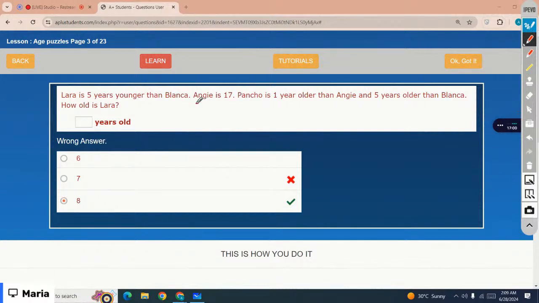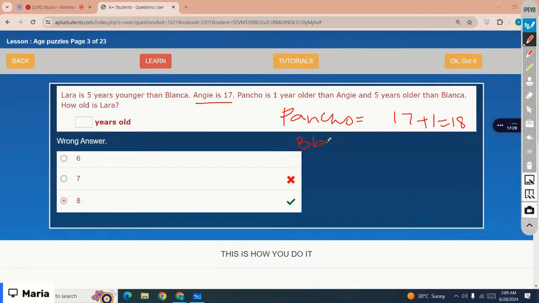Lara is 5 years younger than Blanca. NG is 17, right? So Panchu is 1 year older than NG. So that means Panchu is 1 year older, 17 plus 1 is 18, right? He is 5 years older than Blanca, right? So Panchu is 1 year older than NG and 5 years older than Blanca.